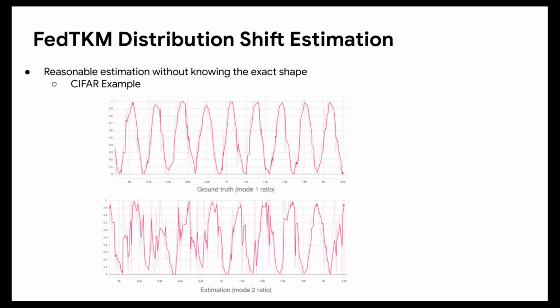So FedTKM uses a scalar to estimate the periodic distribution shift. How well does it work? We show an example on CIFAR. The first figure on the top is the ground truth periodic distribution shift we have. The second row is the estimation using only the aggregated results to update the model parameters, k-means clusters, and the scalar parameter alpha. It did a pretty good job, at least for this dataset.